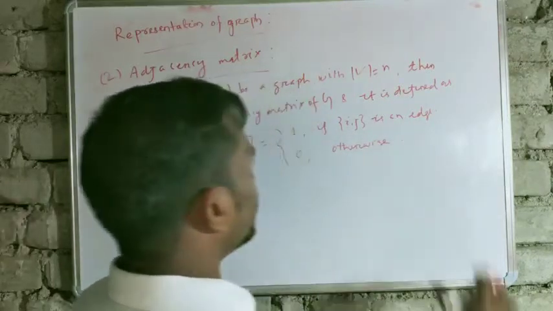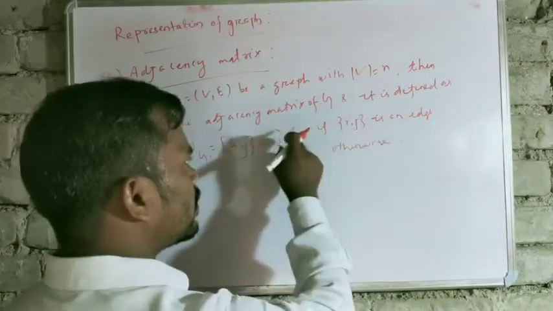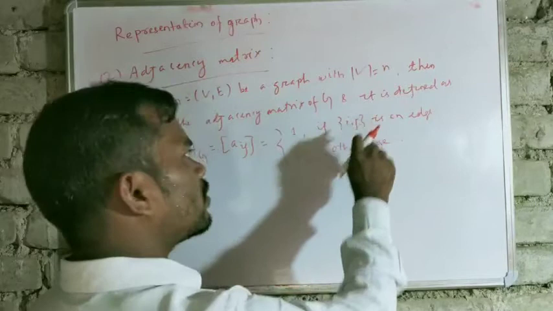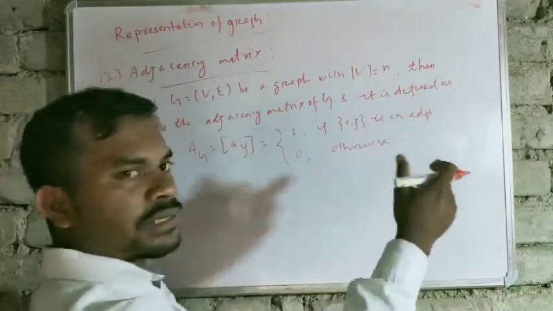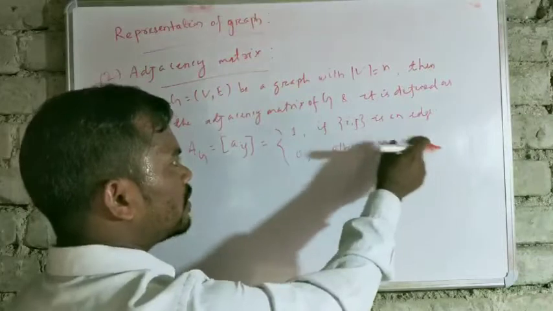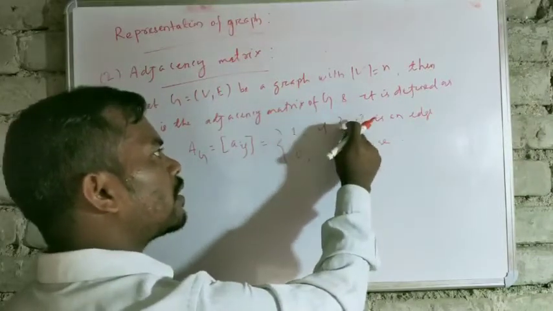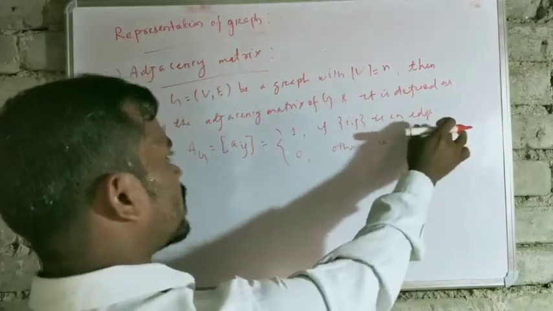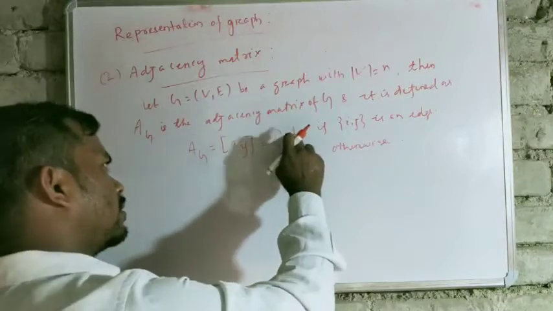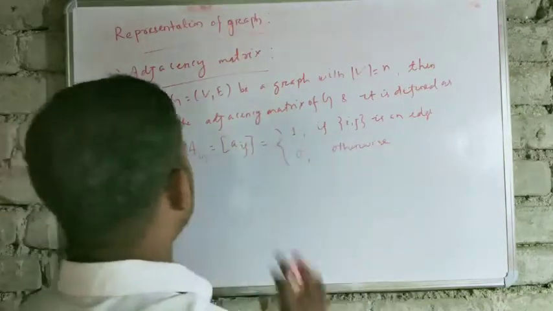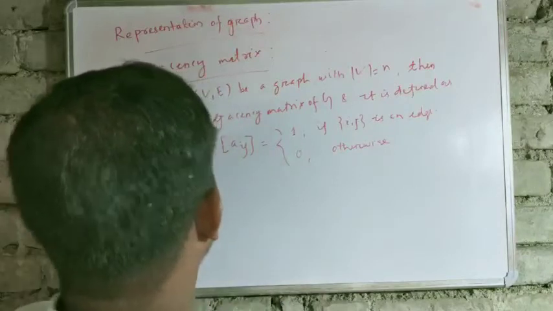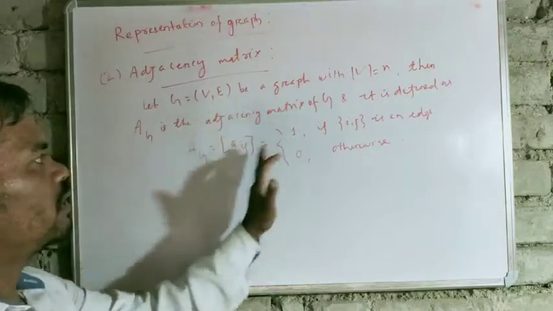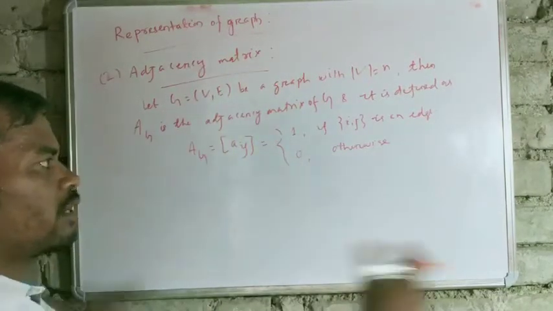So the ijth entry will be 1 if there is an edge that connects the vertex i to j. ij is an edge means what? This is an edge joining the vertex i to the vertex j. So if ij is an edge, then the ijth entry of that matrix is 1, otherwise it is 0. This is the definition of how, if a graph is given, to find its corresponding adjacency matrix. Now we will do some problems.